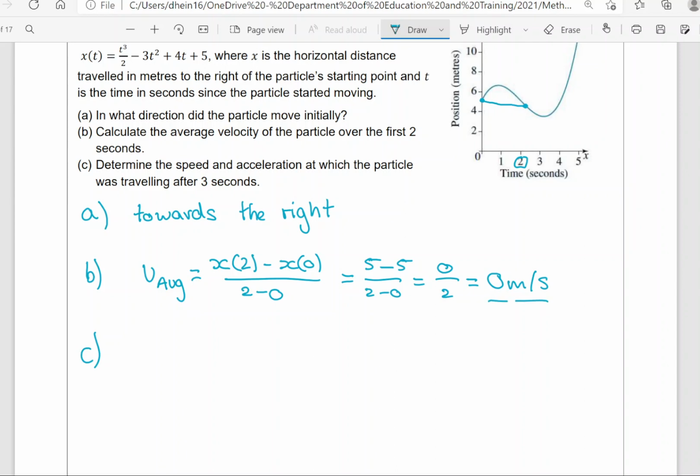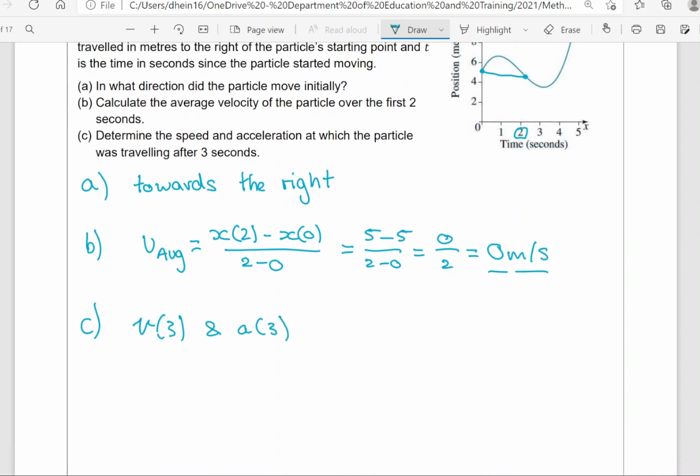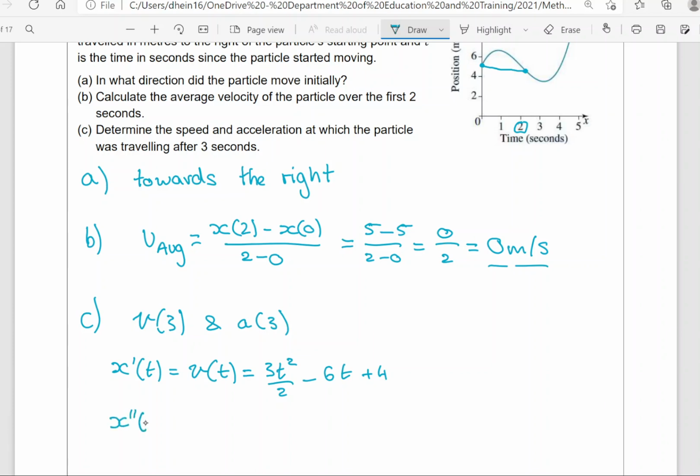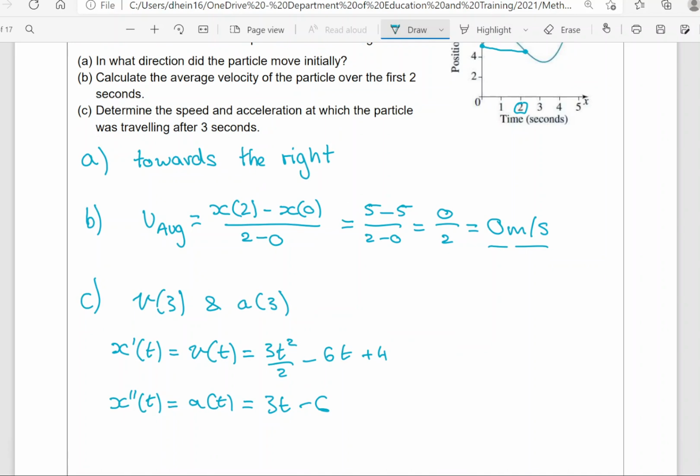Okay, part C. Determine the speed and acceleration at which the particle was traveling after 3 seconds. So we need to find v of 3 and a of 3. Well, let's first derive x of t, which is going to give us v of t, which in this case will be 3t squared on 2 minus 6t plus 4. And then our second derivative is going to be 3t minus 6.